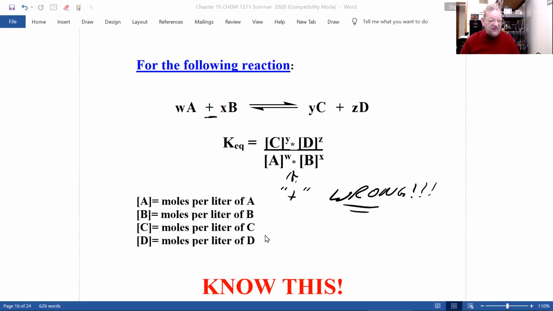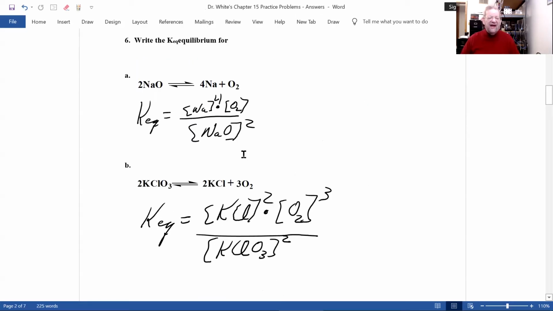So let's go back to this problem. And how do we do that? We have the concentration of each product on top to the power of its coefficient. Notice here it's 4, that's why it's to the 4th power. When there's no coefficient, it's 1. And notice here it's the squared power.